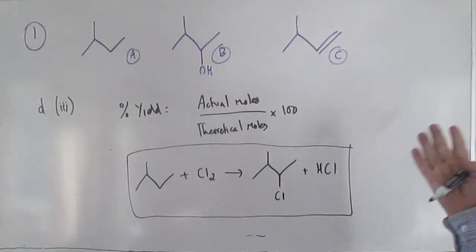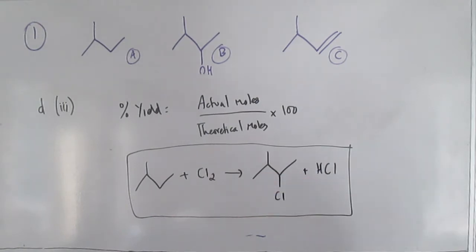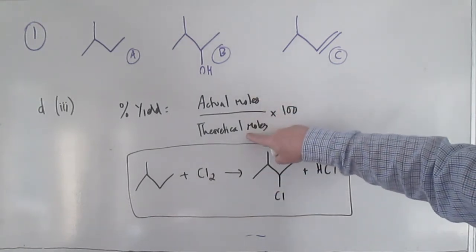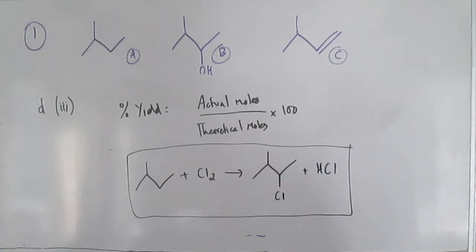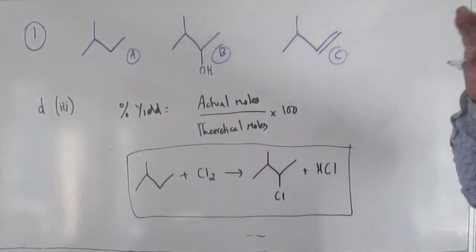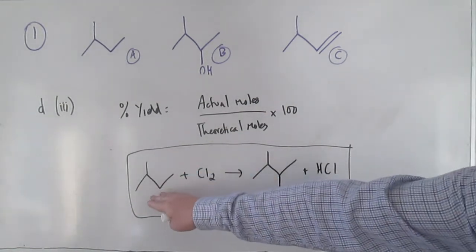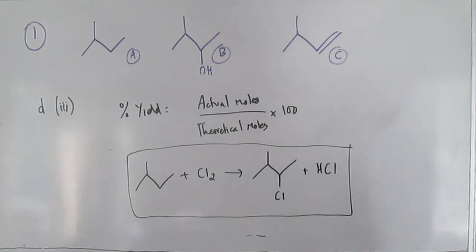And the answer is clearly no, because a lot of this will get converted into other things. So that number will therefore be small compared to theoretically what the equation predicts, and so the percentage yield will be low. Okay, so you just explain that the percentage yield is low because a substantial fraction of the amount of this compound that reacts gets converted to other products instead.